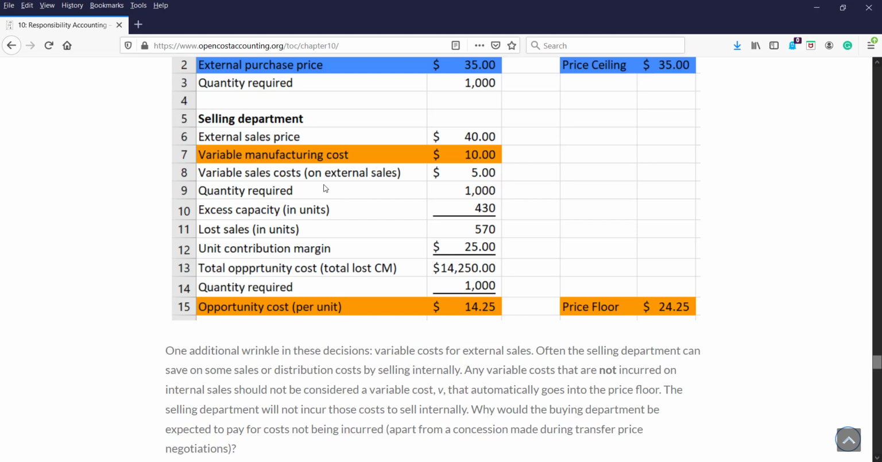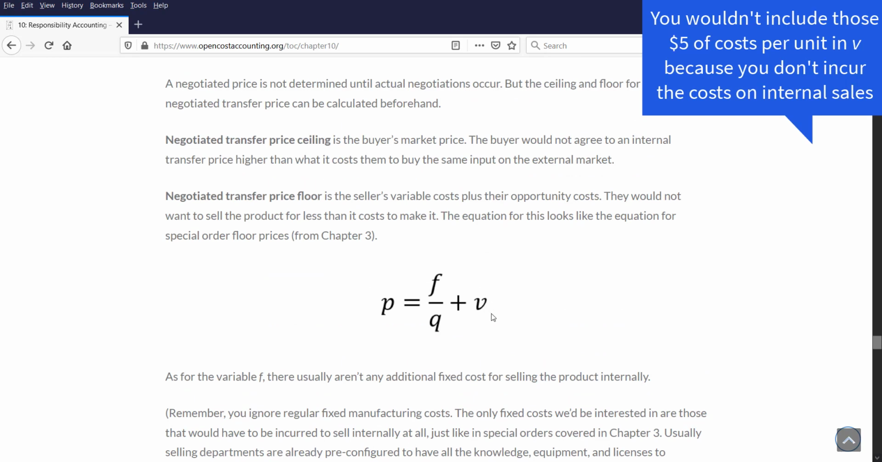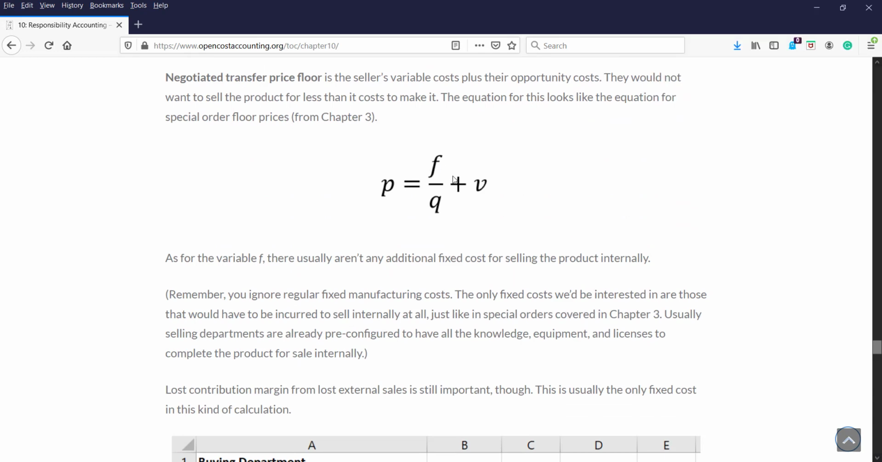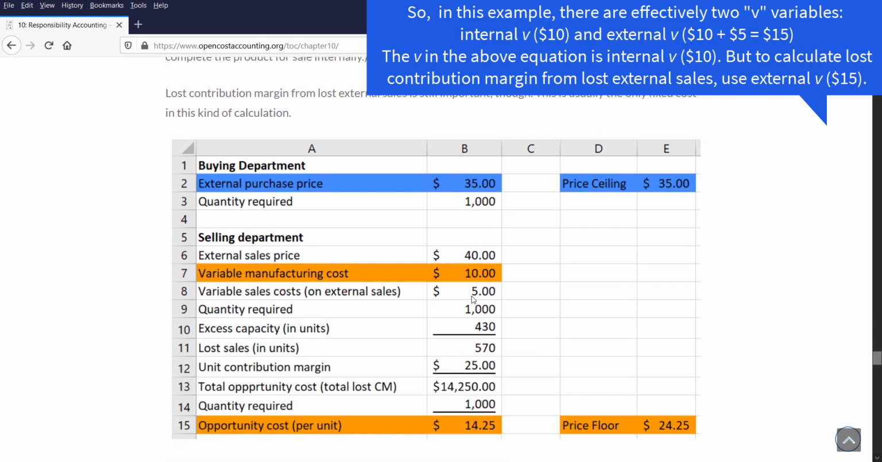You don't have to make that sale. It's not a hard sell. You're expecting each other to work together within the company. So you wouldn't include this typically. This number in orange right here is the V we're talking about. But when we're trying to get the F here, to get total contribution margin that's been lost by selling internally instead of externally, we have to say, well, we actually would incur all these variable costs here, the 10 and the 5, on those external sales. So we have 40 minus 15 gives us $25 unit contribution margin.